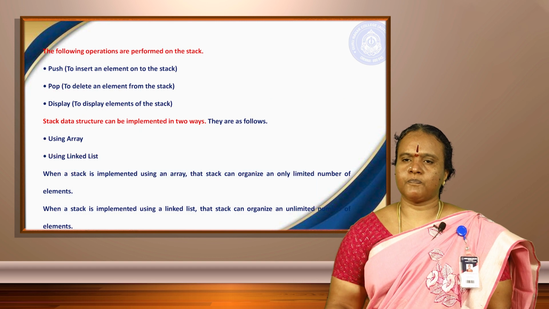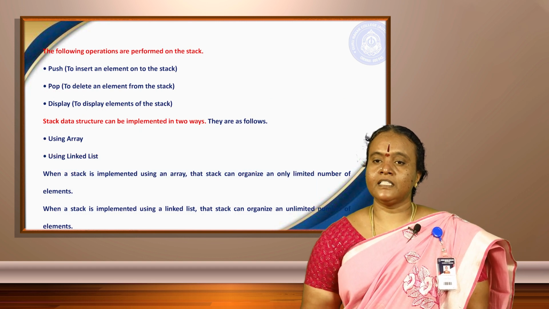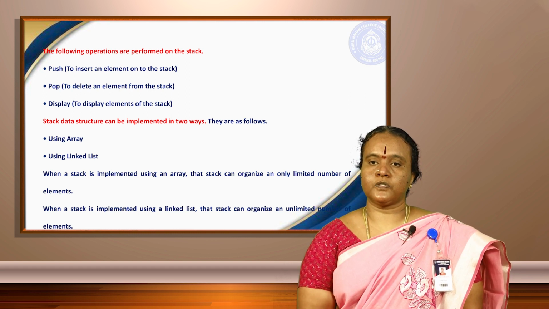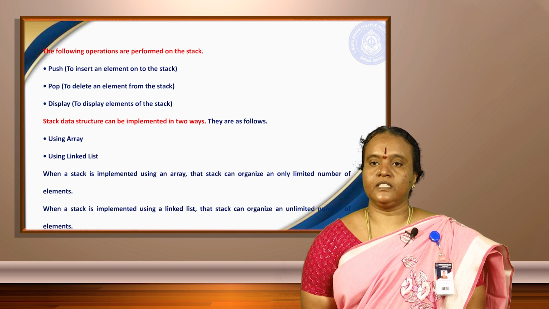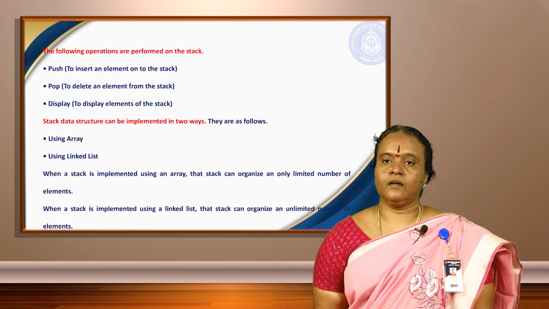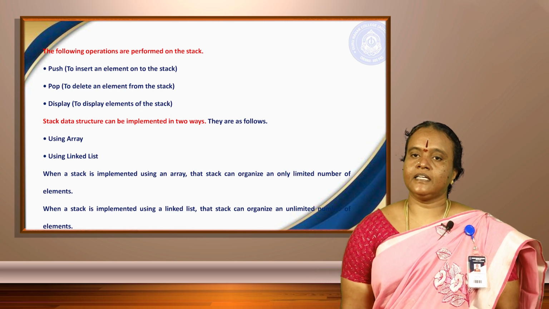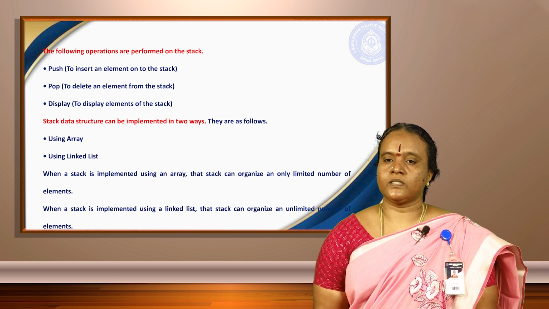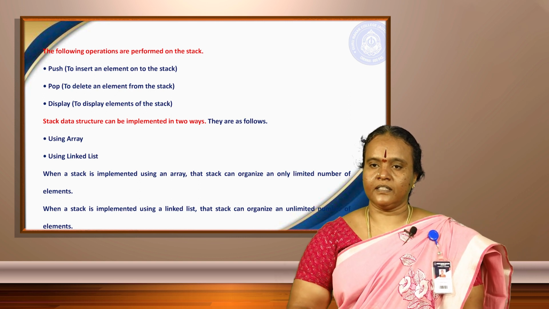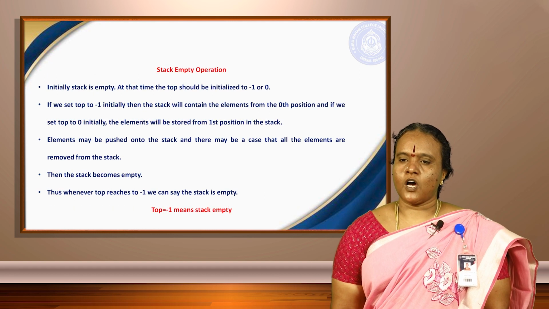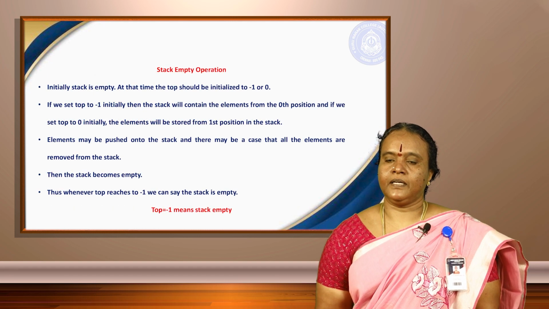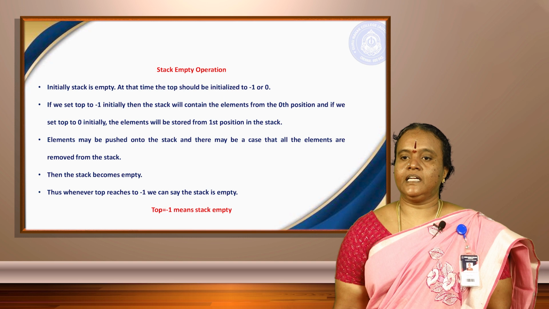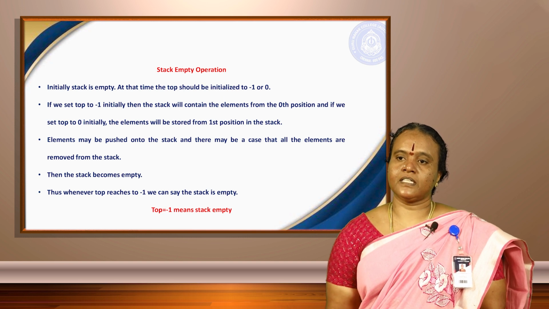The following operations are performed in the stack: push, pop and display. After push, the new data element which is pushed into the stack can also be viewed in the display. When we pop, the data element is deleted and then the remaining data elements can be displayed. A stack data structure can be implemented in two ways: one using an array, another using a linked list. Stack empty means top is equal to -1, that is, we cannot pop the data element. Pop means we cannot delete the data element. We can only do the push operation, that is, the insert operation.